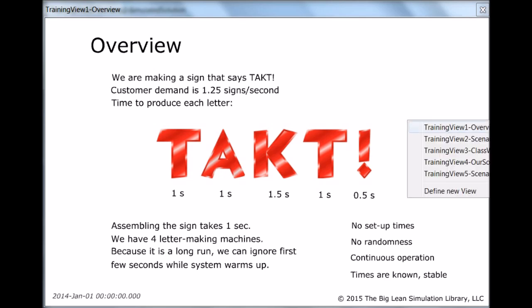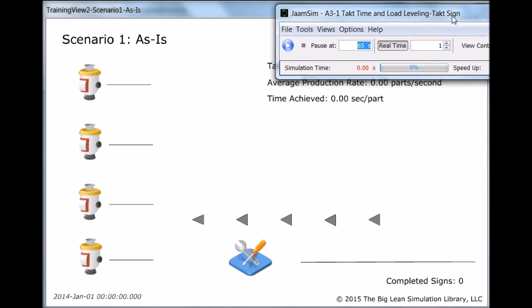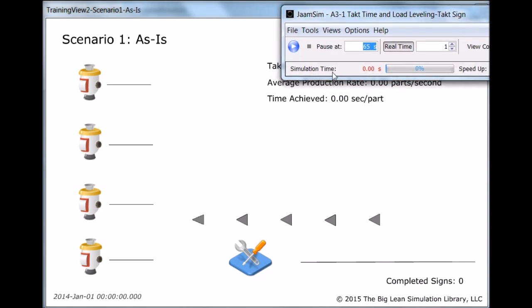So let's go ahead and take a look at the model. And what we have here, recall takt time is 1.25 seconds. And here are the controls that I'm going to use to run it. We're going to run it for 65 seconds. And let's go ahead and start. So I've paused it already.